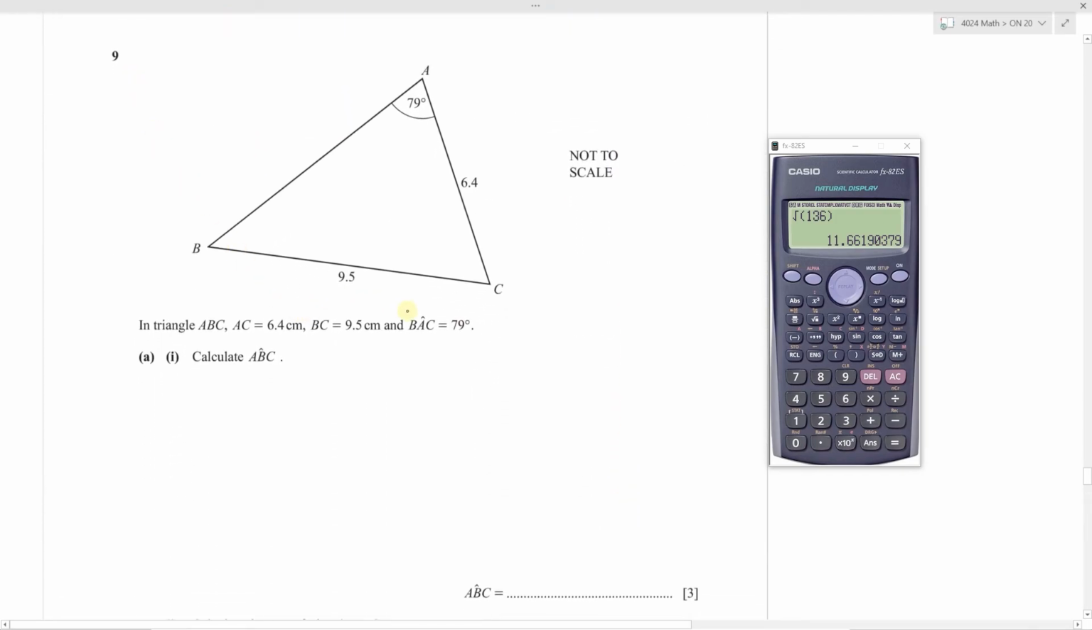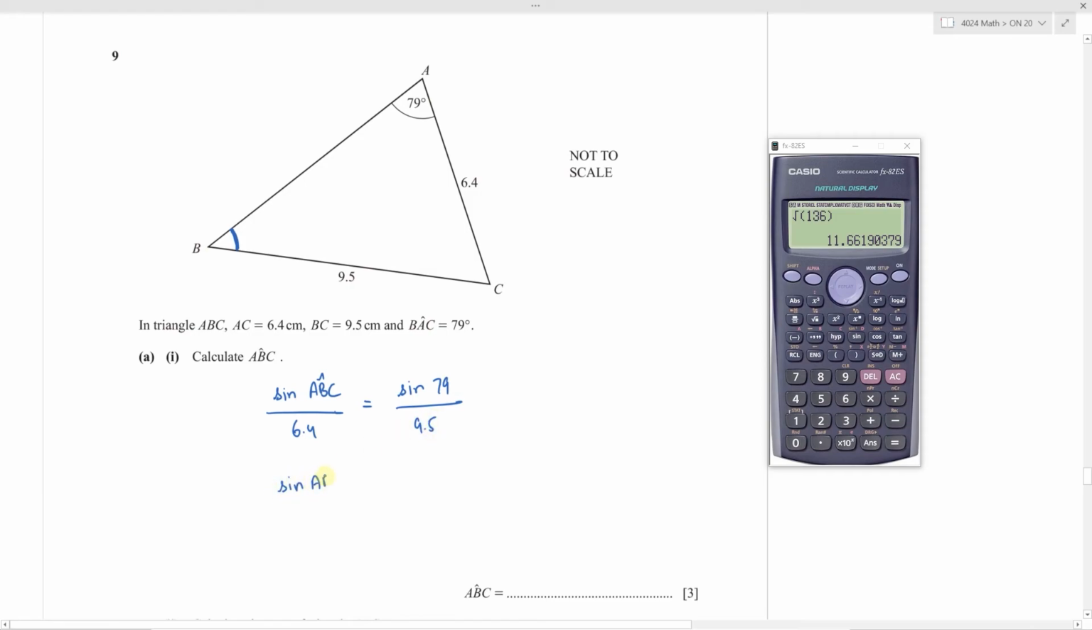Question number 9: you're given this triangle. This angle is given and these two lengths are given. The first part is calculate angle ABC. So this is the angle that you need to calculate. We know this angle and we know the length opposite this angle, 6.4. So we can use the sine rule here. So sine of angle ABC over the length opposite, which is 6.4, equals sine of 79, which is this angle BAC, divided by the length opposite, which is this 9.5.